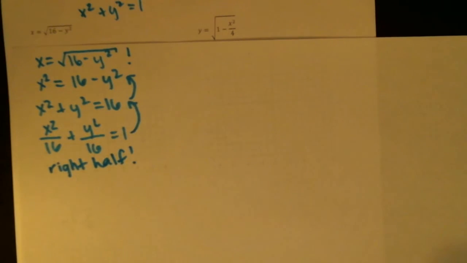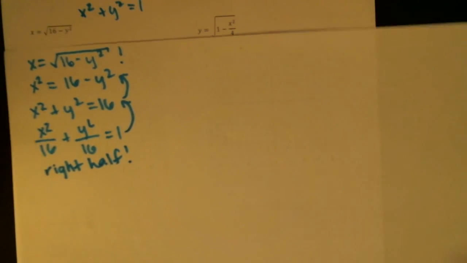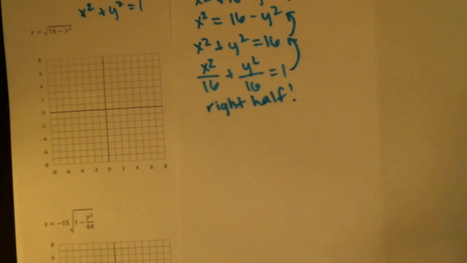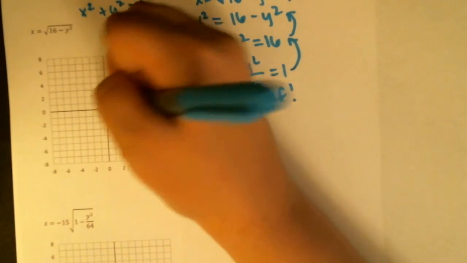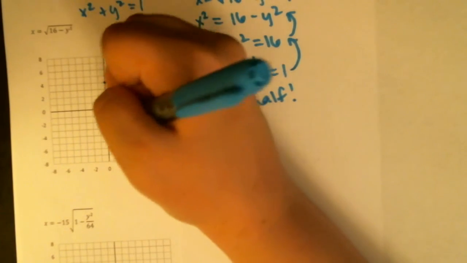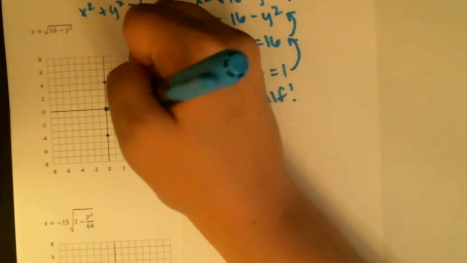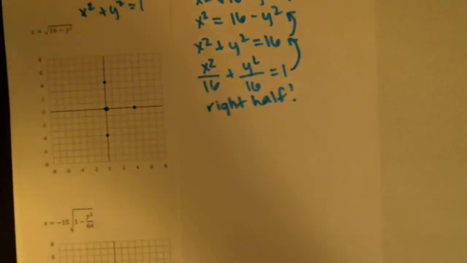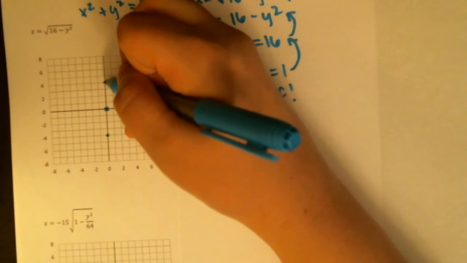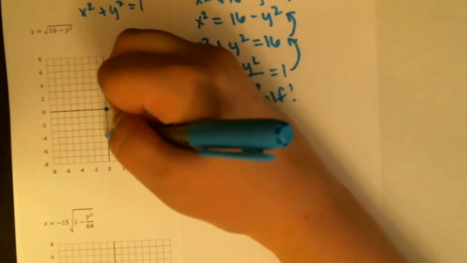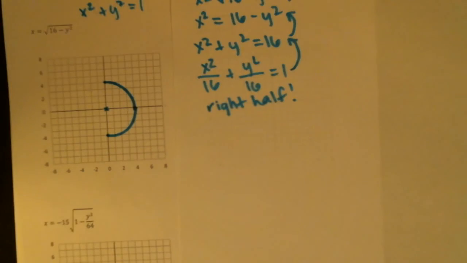Only non-negative x values, 0 or positive. So it's the right half of a circle with radius 4. So centered at the origin, radius is 4. So we're going to go up and down 4, and we're going to go right 4. We are not going to go left 4 because we only get the right half. So what we get is the part of that circle that doesn't have negative x values.